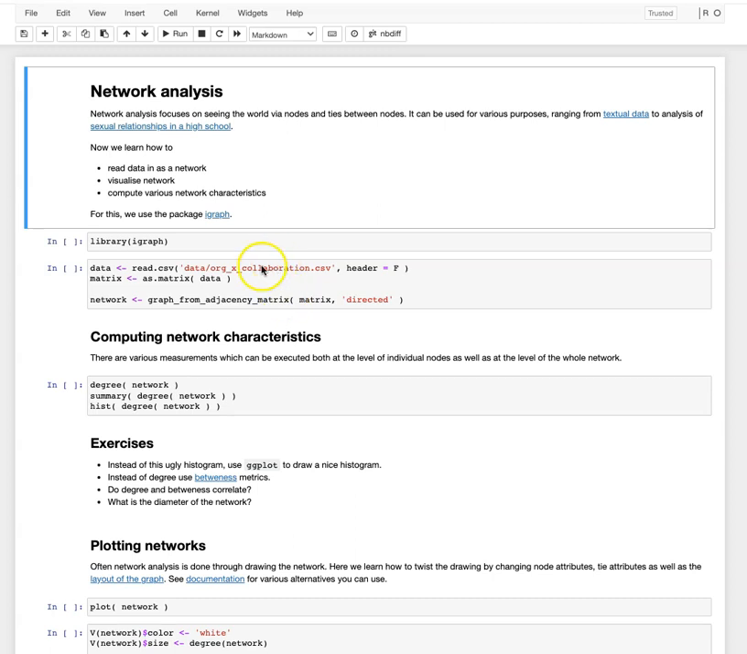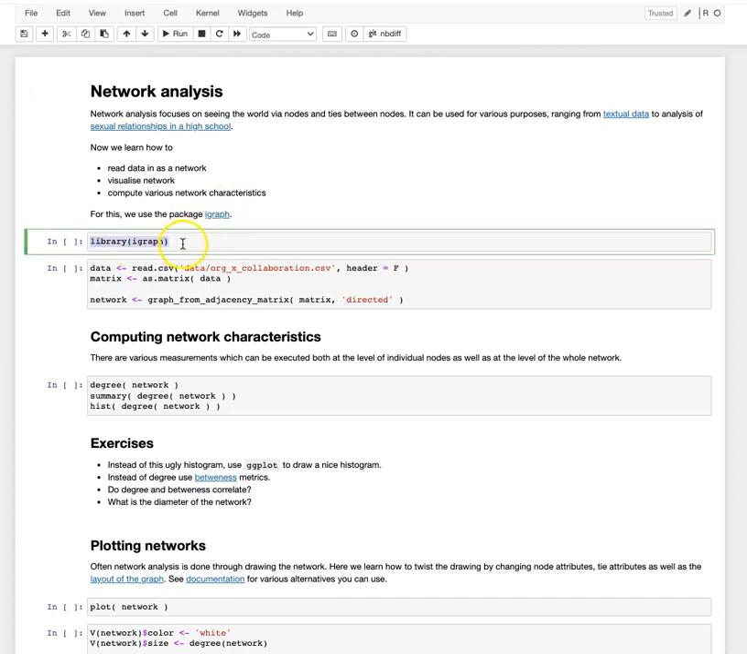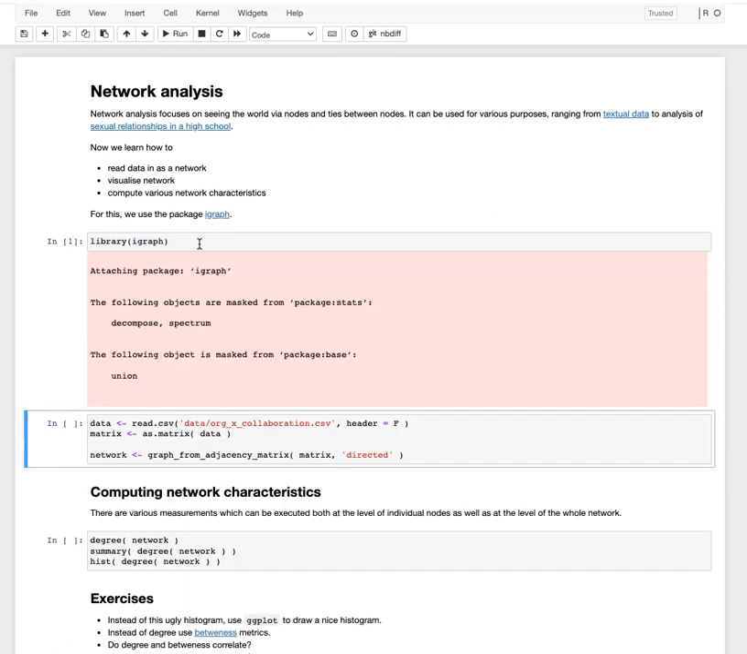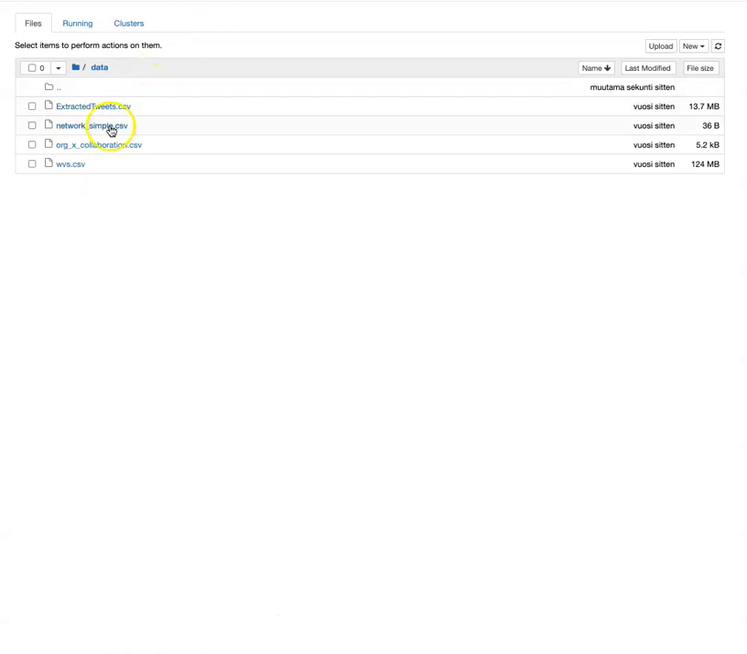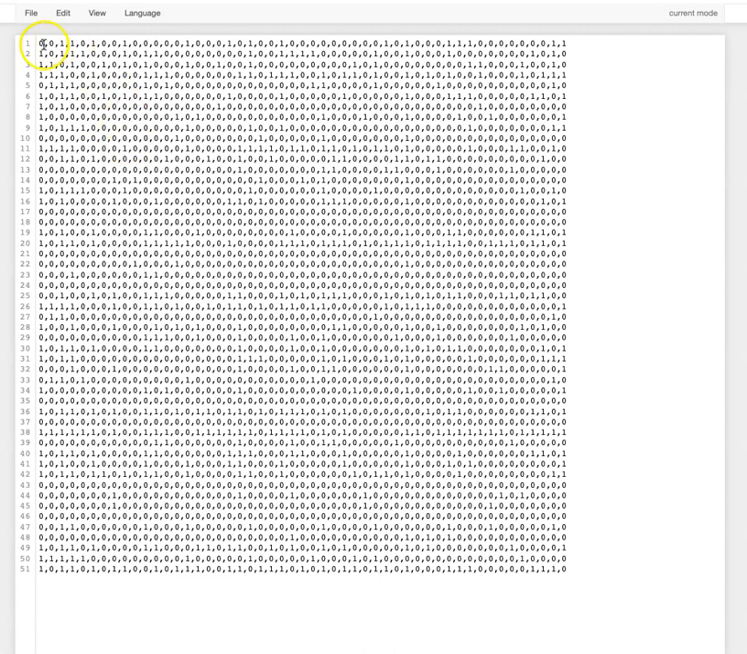So let's examine how to do network analysis with R. And here we do a simple demo of doing network analysis, and we use the library iGraph, which is one of the many different opportunities to do network analysis in R. And then we start by looking at the data, and the data looks like this. So each row is a person, and each column is the person, and 1 means that they know each other, and 0 means that they do not know each other.